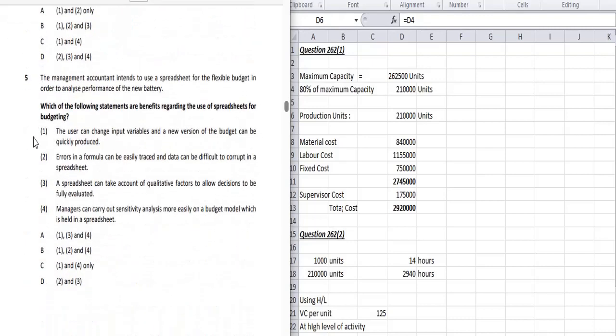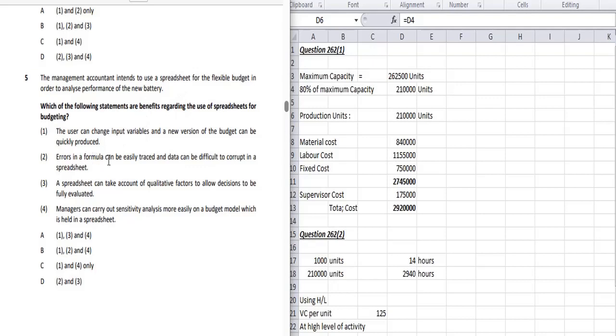Question 5: which of the following statements are benefits regarding the use of a spreadsheet for budgeting? The management accountant intends to use a spreadsheet for the flexible budget in order to analyze the performance of the new battery. The user can change input variables and a new version of the budget can be quickly produced. Obviously, in a spreadsheet we can easily change the input and the new budget can be quickly produced. It will be time saving, right?